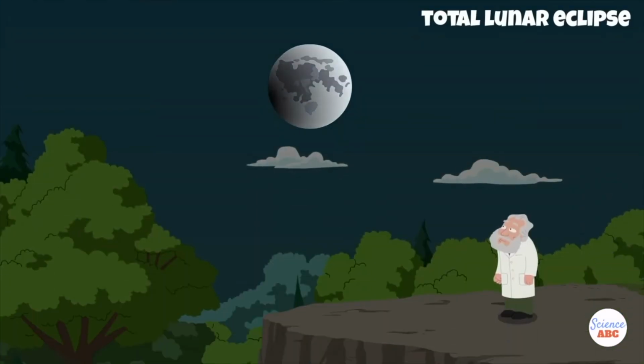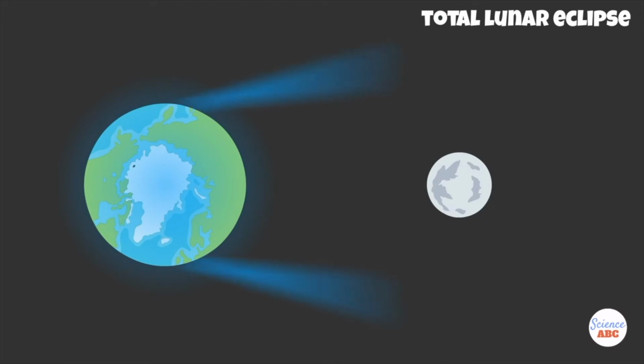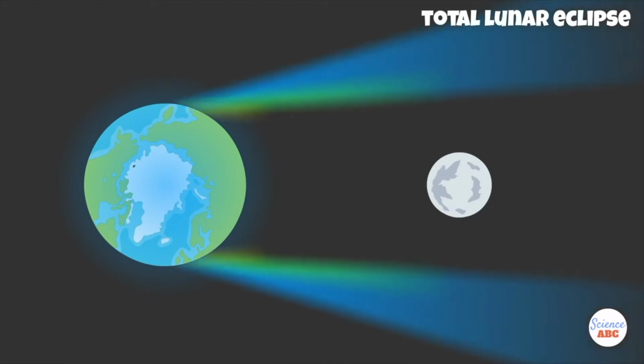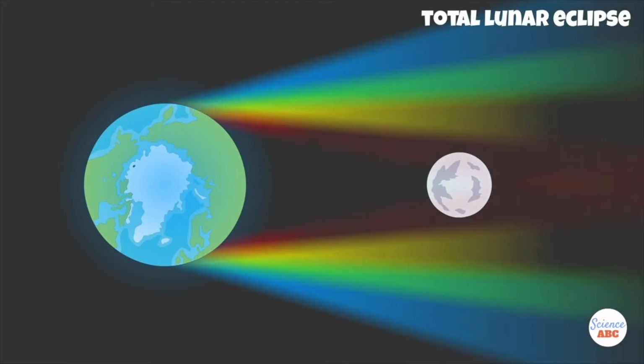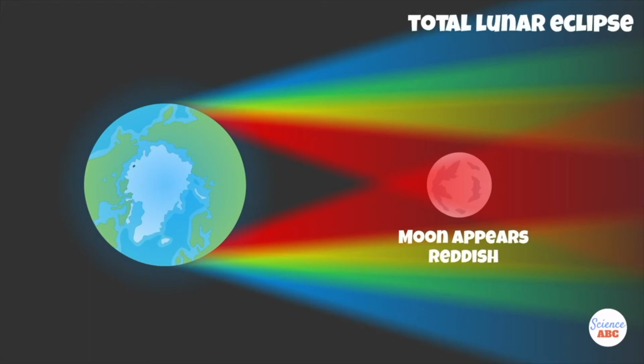Due to this, the moon loses its characteristic whitish-gray color and becomes a sunset red. This happens due to refraction from the Earth's atmosphere. The shorter blue wavelengths of sunlight are scattered outward by the atmosphere, while the longer red wavelengths are refracted inward towards the moon, giving it a reddish tinge during a total lunar eclipse.